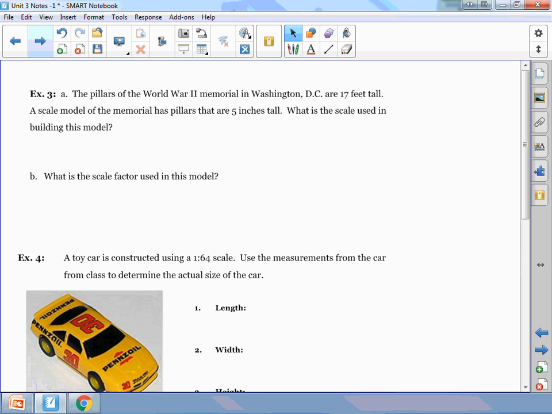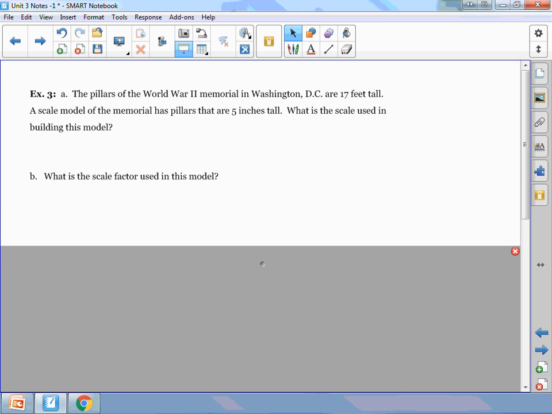Let's try one more. All right, so another memorial here. World War II memorial, 17 feet tall, the pillars. The scale model has pillars that are 5 inches tall, so this one's different. Here's an example where the model is actually smaller than the actual. I think for everyone we've done so far, the model has been larger, because we did the Lincoln Memorial. They took Lincoln and enlarged him. Now we're taking the building and reducing it down, essentially.